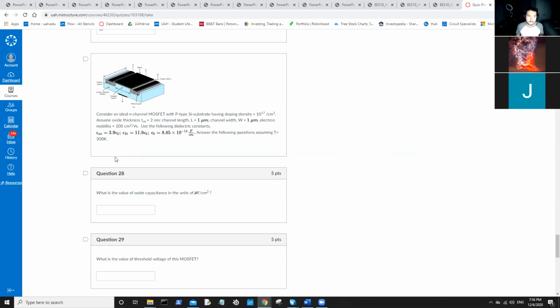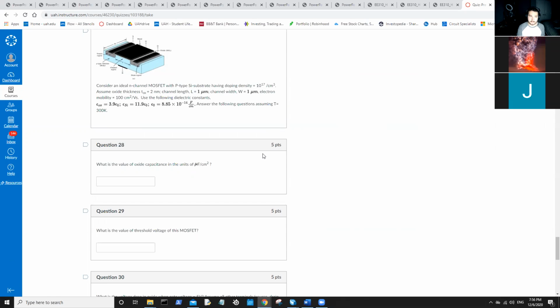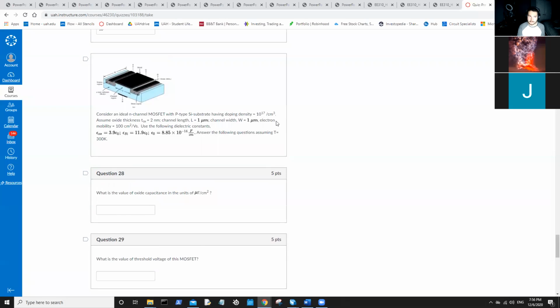We're taught to scale to meters, but when we're working these problems, unless specifically told to scale to meters in order to solve it, in this instance it is assumed to be scaled to centimeters. As you can see, our doping density is in terms of centimeters. Therefore, we have to work in centimeters. It's a bit tricky, because given an oxide thickness of 2 nanometers, a lot of people are inclined to write 2 times 10 to the negative 9th, and that would make their answer wrong. You've got to write it in terms of centimeters.